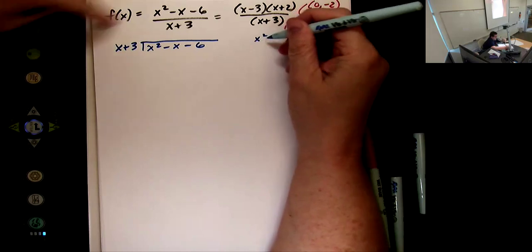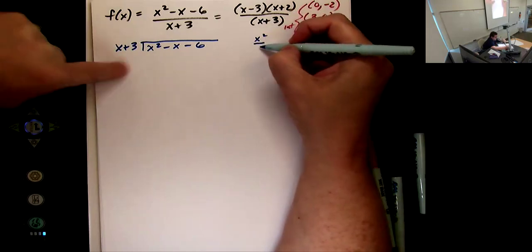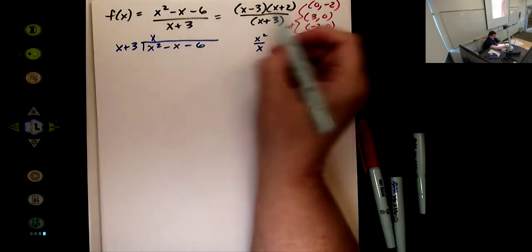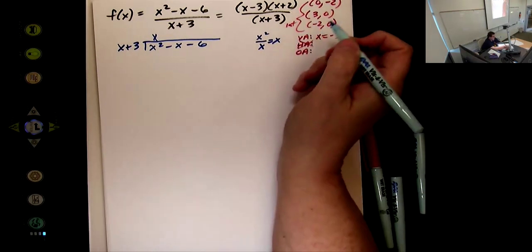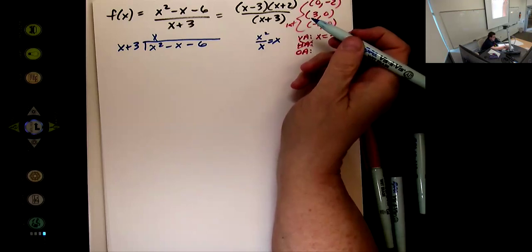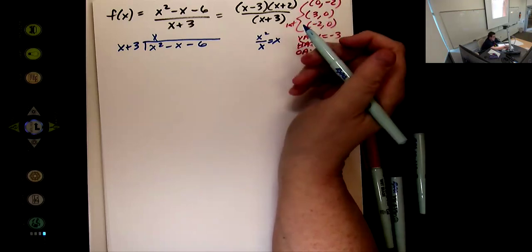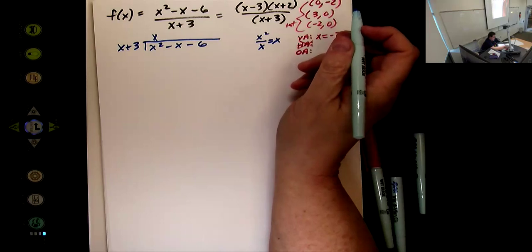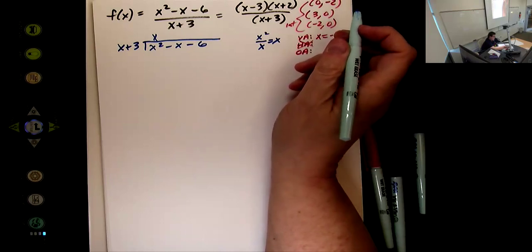How many times does the large thing on the outside divide into the large thing on the inside? X. We did this like 4 or 5 times in Math 335. So if you're a little rusty on this, watch that video later. I'm pretty sure we did polynomial long division before, when I introduced synthetic division.